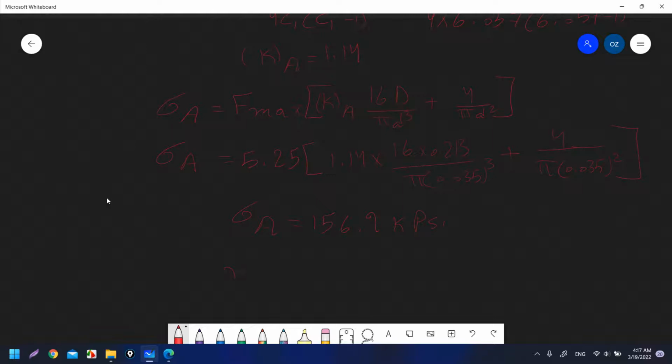Okay, now I can calculate the factor of safety at point A, which is equal to Sy over sigma A. Sy is 198.525 over sigma A 156.9, and this will give you 1.265.